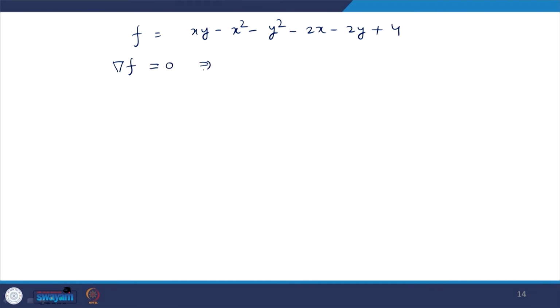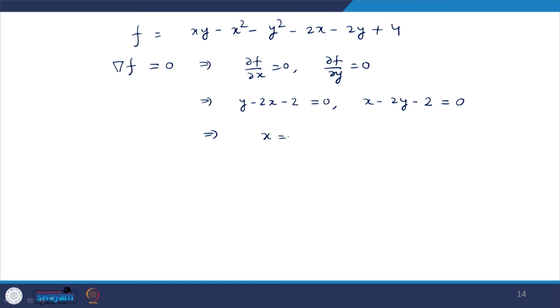So, what is the gradient of f? Here it is del f upon del x equal to 0 and del f upon del y equal to 0, only a two variable problem. So, this implies y minus 2x minus 2 equal to 0 and x minus 2y minus 2 equal to 0. So, solve these two equations. If you solve these two equations, we get x equal to y equal to minus 2. You can easily verify. So, that means minus 2 is the only critical point, the only stationary point.